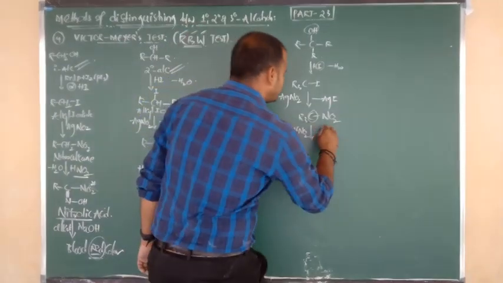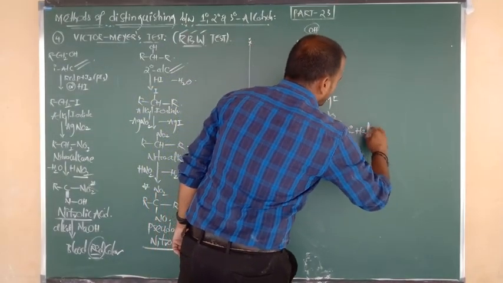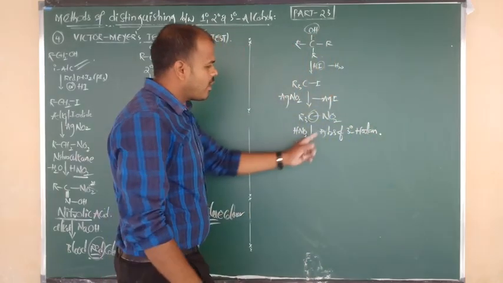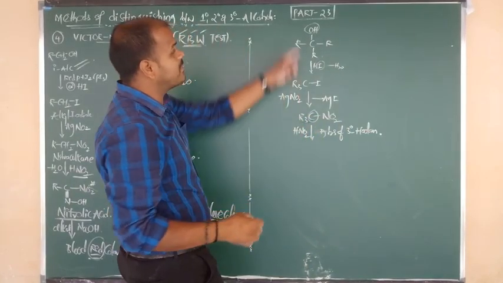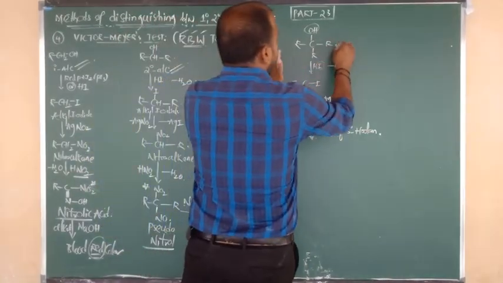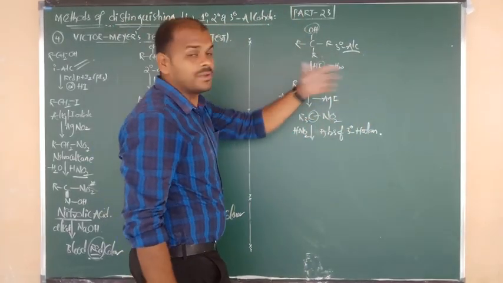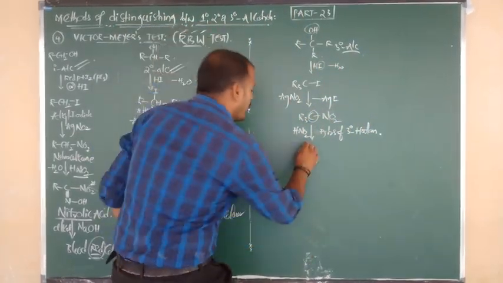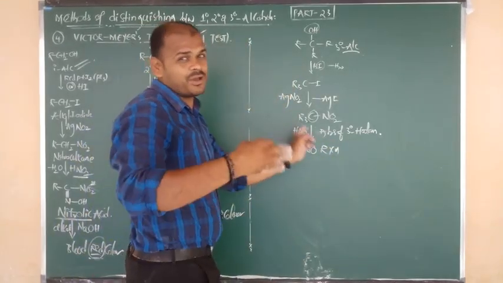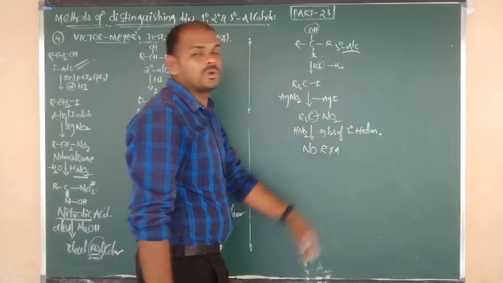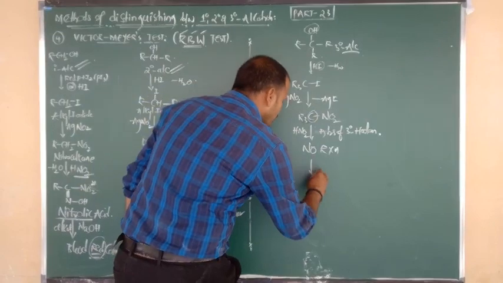So we have to say that due to absence of tertiary hydrogen atom, the nitroalkanes which are coming from the tertiary alcohol, they do not show any reaction with what? Nitrous acid, because they won't eliminate the water molecule due to absence of tertiary hydrogen atom at the central carbon, right? So no reaction.